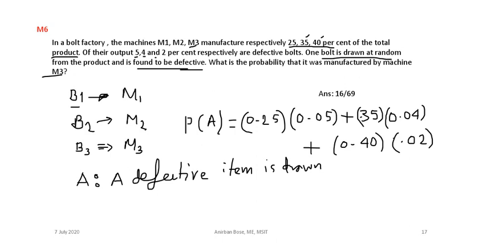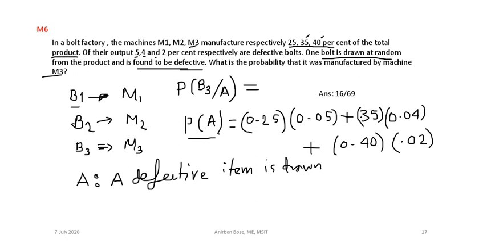If you calculate this sum, you will get the total P(A). Now the question is: for the defective item that has been observed, what is the probability that it is coming from machine 3? You have to find the probability that the product is coming from machine 3, given that it is known that the product is a defective item. So this probability basically you have to find out.